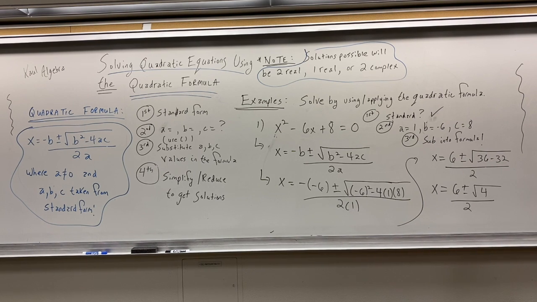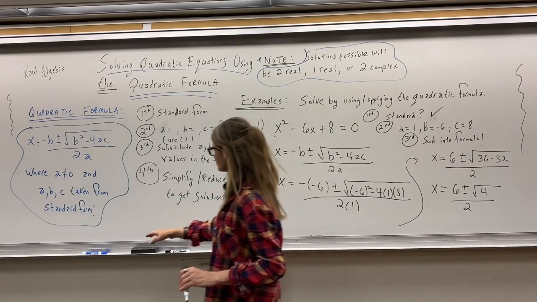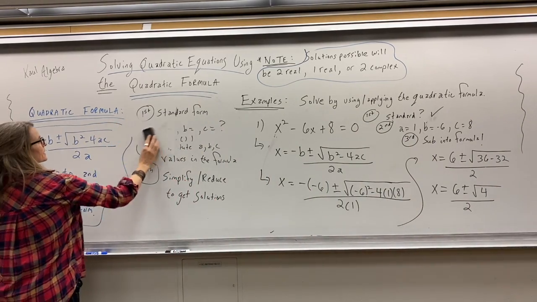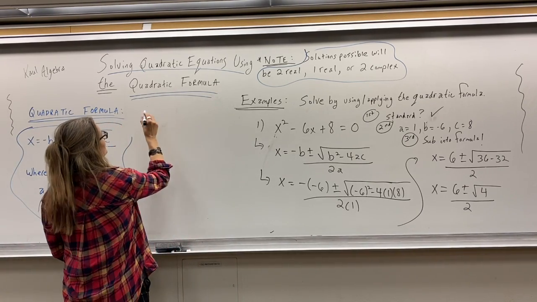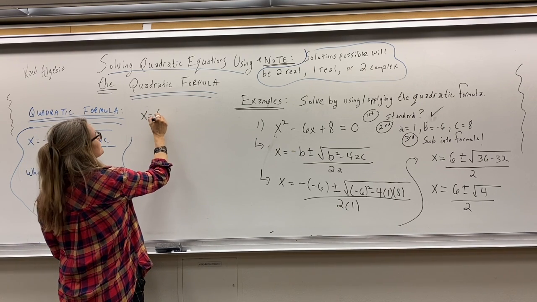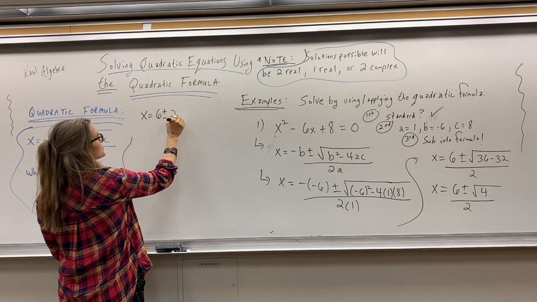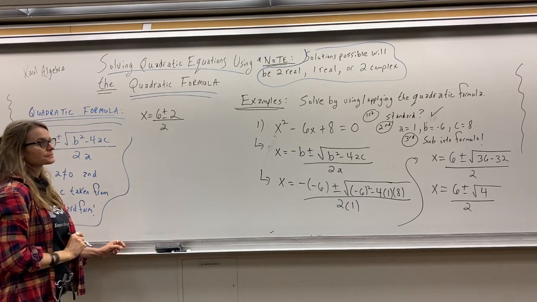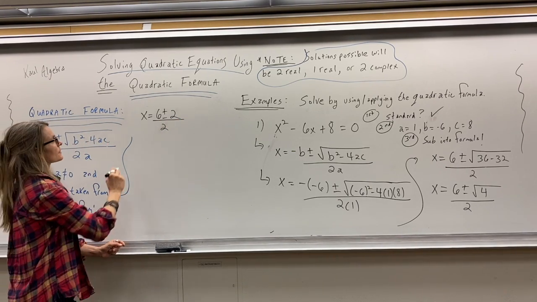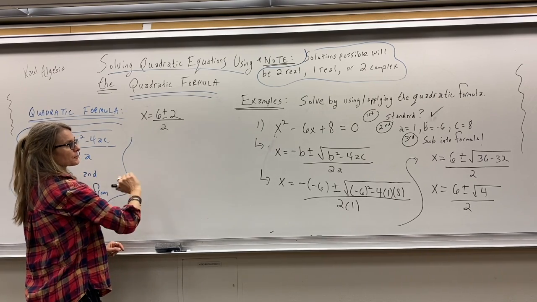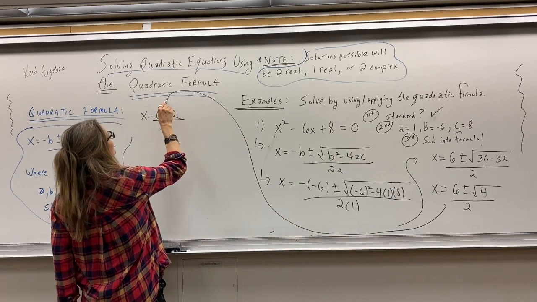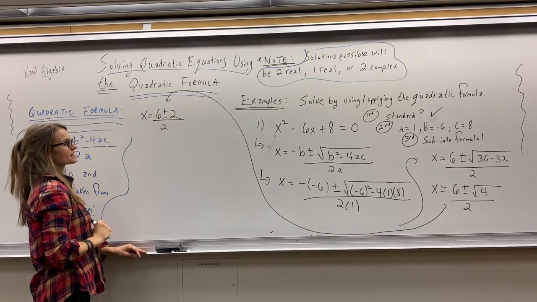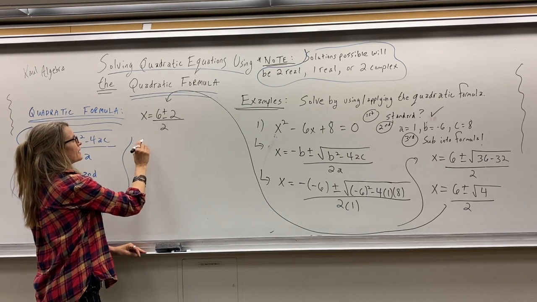And it looks like I'm running out of space. So let's move over on this side. I have to keep within camera range. Okay. So now we have x equals 6 plus or minus 2 over 2. Okay, that's what the square root of 4 is. So if we go all the way from what I have here to here, it's my next step.